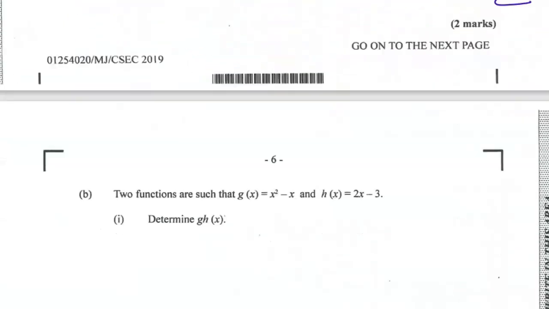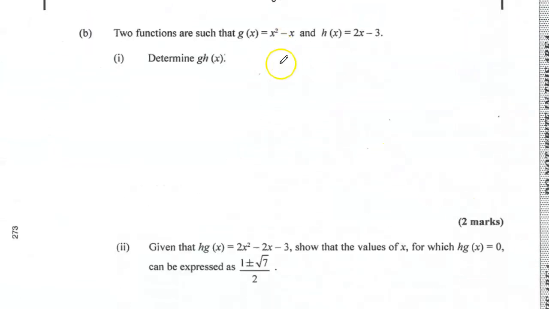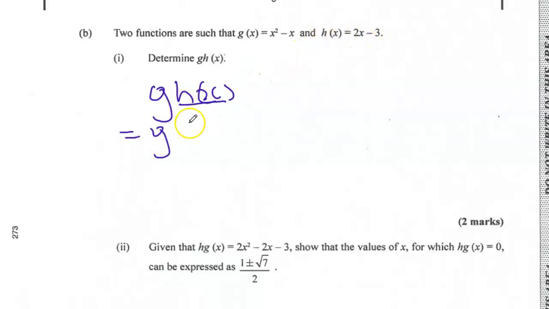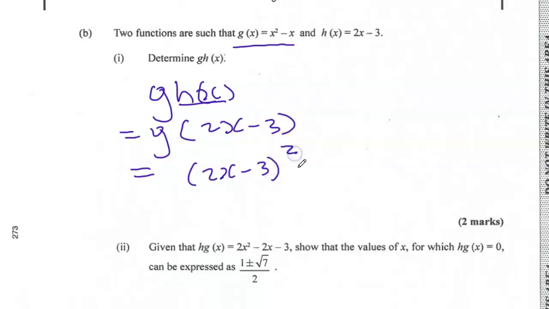As we move on, two functions g and h are defined as follows. So we want to find g of h, gh of x, a composite function. So gh of x is equal to g. And of course h, we can replace h with what it is. H is 2x minus 3. So in g, I'm going to replace the x with whatever we have in the bracket there. So x squared becomes 2x minus 3 all squared. And minus x becomes minus what we have in the bracket there, 2x minus 3.